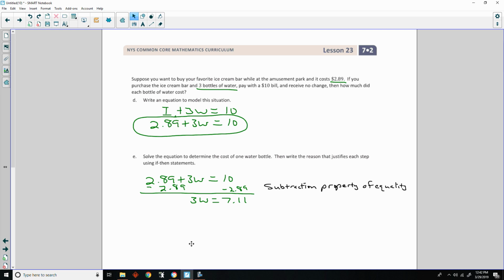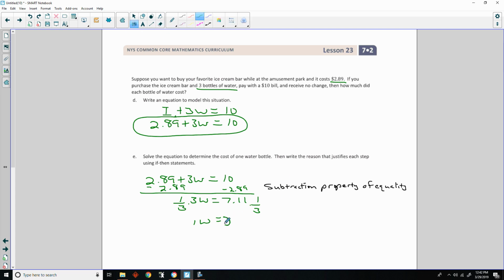So this is the subtraction property of equality. Subtract the same amount from both sides. And then if I multiply both sides by 1/3, these cancel and I get 1W. The 3's cancel and I get 1W equals 711 divided by 3. Okay, so let's do that.